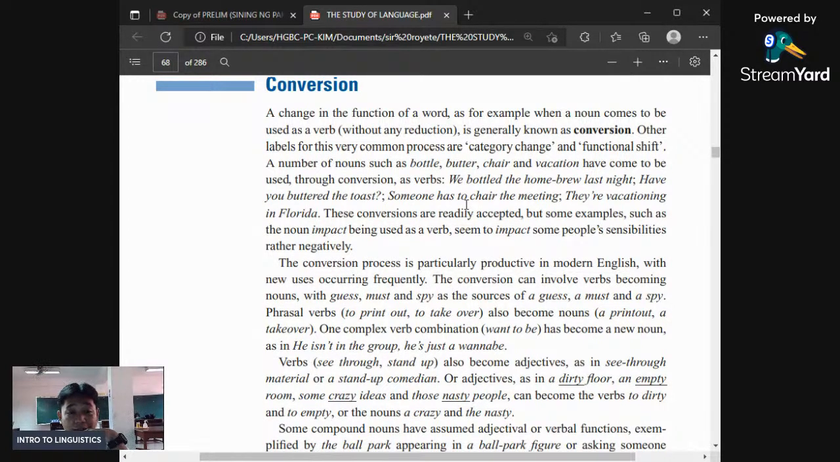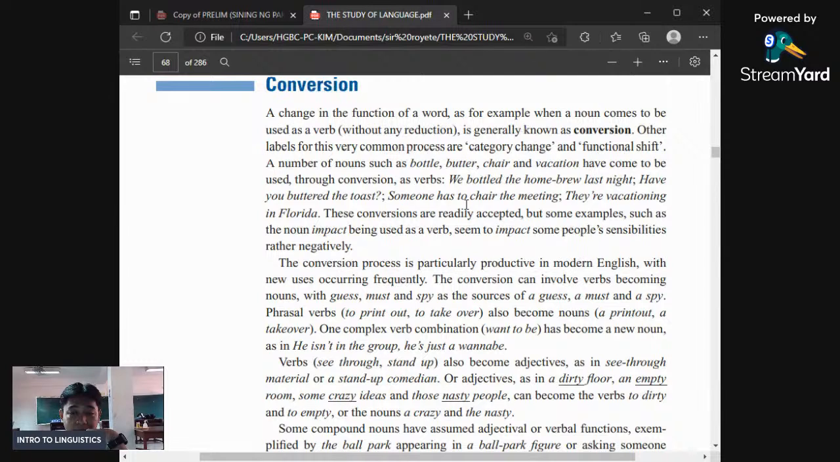Verbs see through and stand up become adjectives, like see-through material, nagiging adjective siya, describing the word material. Stand up, nagiging adjective din siya, as a phrase, stand-up comedian. Di ba? Dinidescribe niya yung comedian. Stand-up comedian. Right?